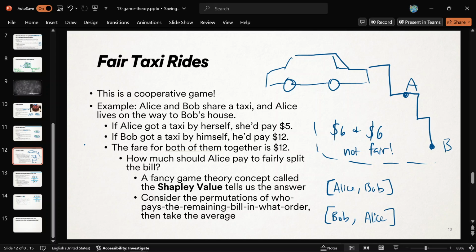All right, and we're just going with the original prices. That's the trick. Okay, so if Alice were to pay first, then she would pay her full $5 in that case. She's paying her share, and then Bob pays the rest. It's $12 total, so Bob would pay $7 in that case. That's that universe. But if Bob pays his share first, Bob will pay $12, right? And then Alice pays the rest of the bill, which is 0 at that point.